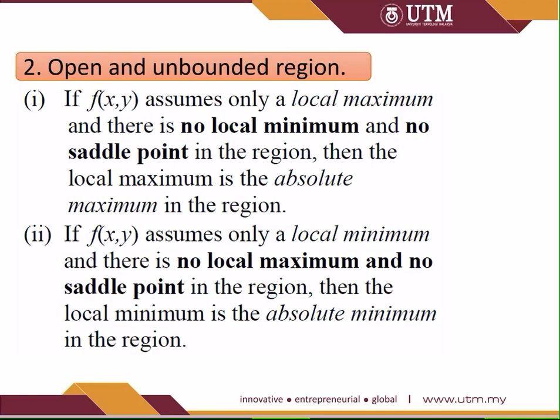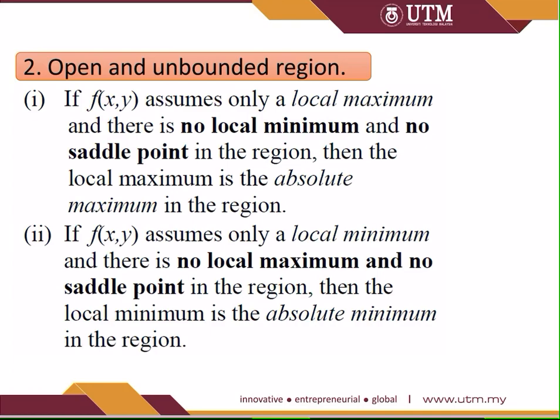If f(x,y) assumes only a local maximum and there is no local minimum and no saddle point in the region, then the local maximum is the absolute maximum in the region. Second, if f(x,y) assumes only a local minimum, meaning that there is no local maximum and saddle point in the region, then the local minimum is the absolute minimum in the region.